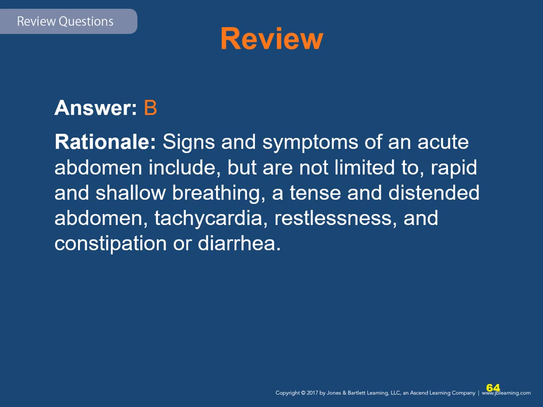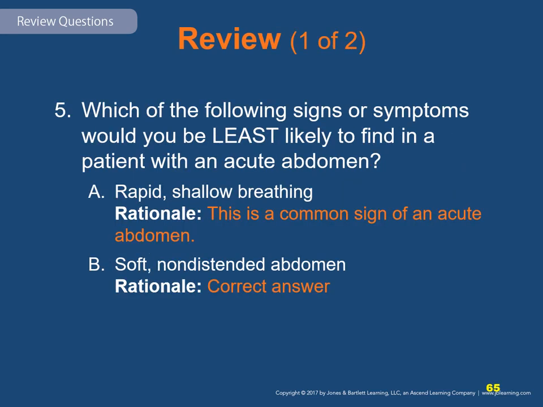Signs and symptoms of an acute abdomen include, but are not limited to, rapid and shallow breathing, a tense and distended abdomen, tachycardia, restlessness, and constipation or diarrhea. Let's look at the answers that are incorrect. Which of the following signs or symptoms would you be least likely to find in a patient with acute abdomen? A, rapid shallow breathing. This is a common sign of an acute abdomen, but is not the most correct answer here. B, a soft, non-distended abdomen, and that is the correct answer.